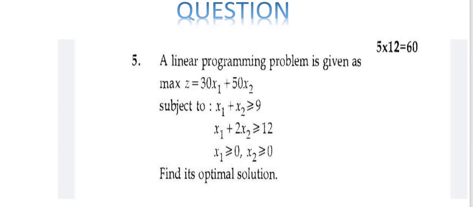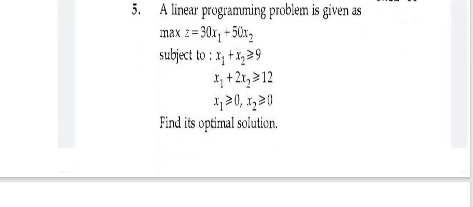Here is the question. A linear programming problem is given as: maximize z = 30x1 + 50x2 subject to x1 + x2 ≥ 9, x1 + 2x2 ≥ 12, x1 ≥ 0, x2 ≥ 0. We have to find its optimal solution. Let's see how to find the optimal solution.